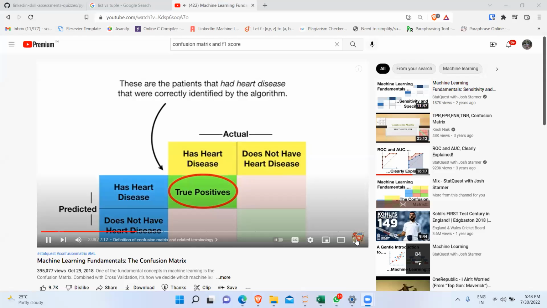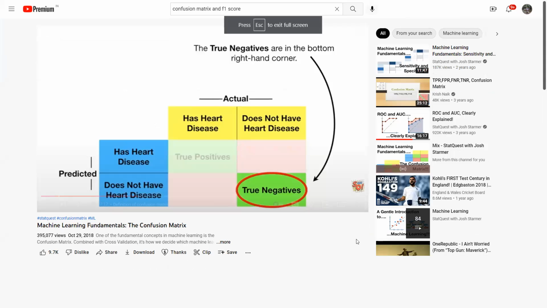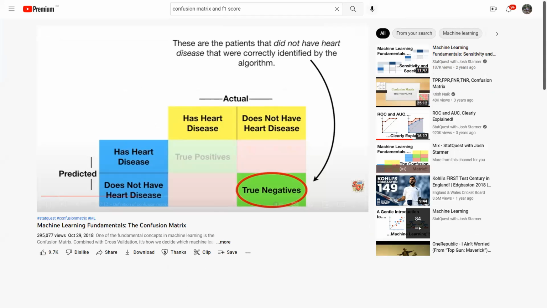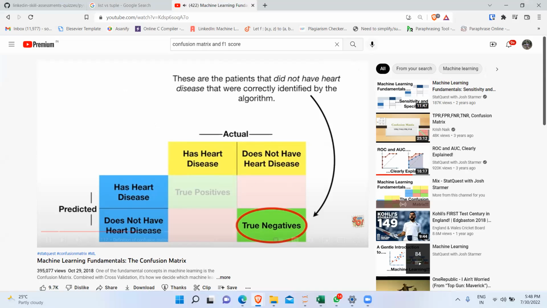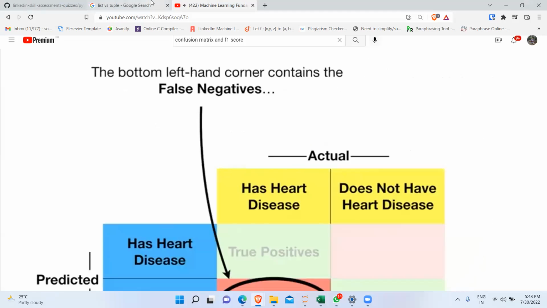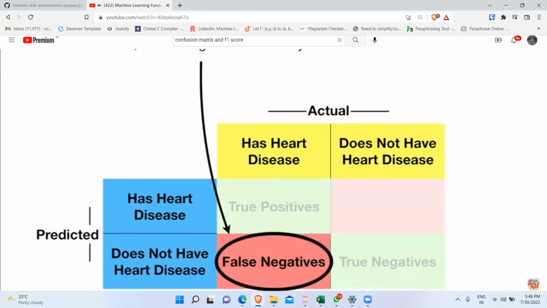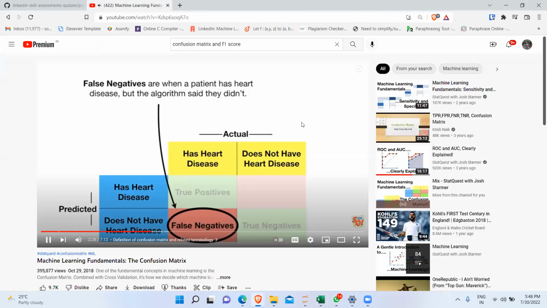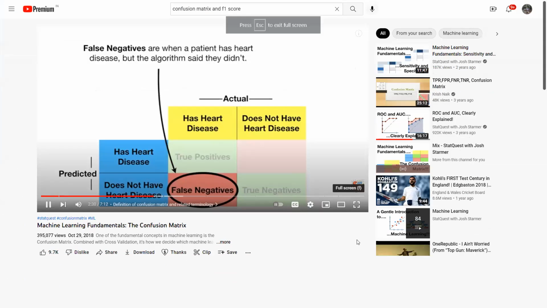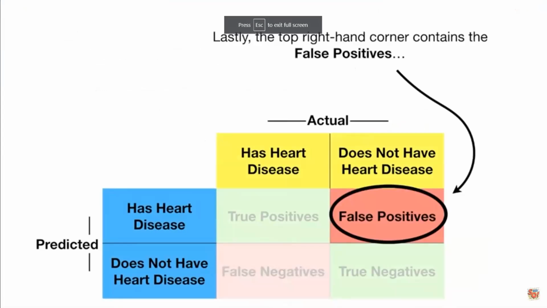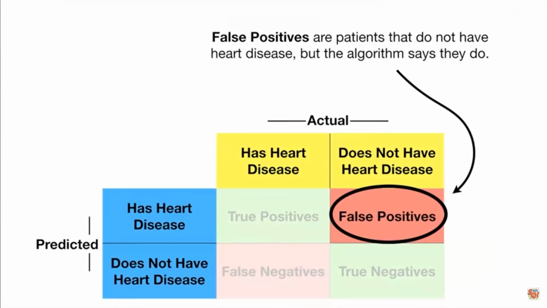Identified by the algorithm. The true negatives are in the bottom right-hand corner. These are patients that did not have heart disease that were correctly identified by the algorithm. The bottom left-hand corner contains false negatives. False negatives are when a patient has heart disease, but the algorithm said they didn't. Lastly, the top right-hand corner contains false positives. False positives are patients that do not have heart disease, but the algorithm says they do.